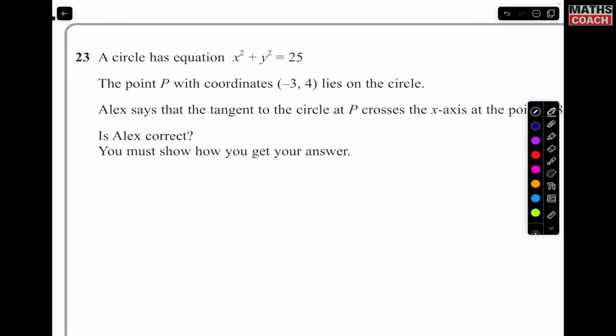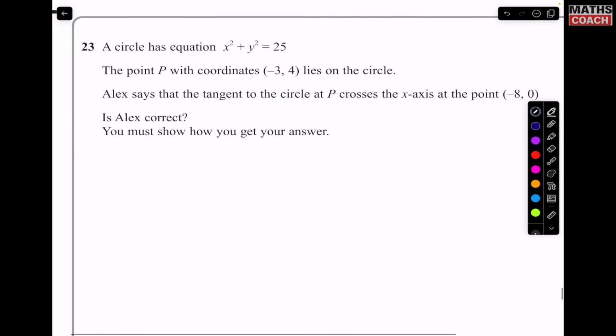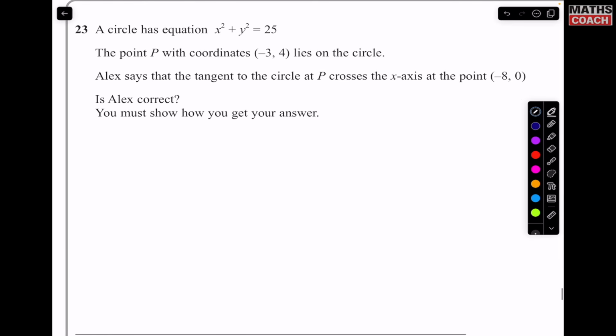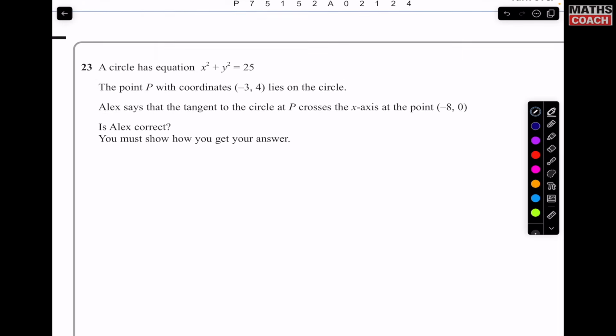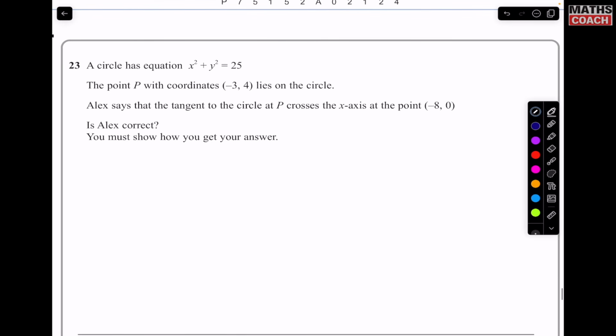Question 23. A circle has the equation x squared plus y squared equals 25. The point P with the coordinates minus 3, 4 lies on the circle. Alex says that the tangent to the circle at P crosses the x-axis at the point minus 8, 0. Is he correct? You must show how you got your answer. All right. A quick diagram would really help in these situations.